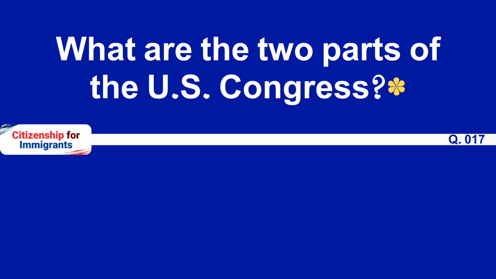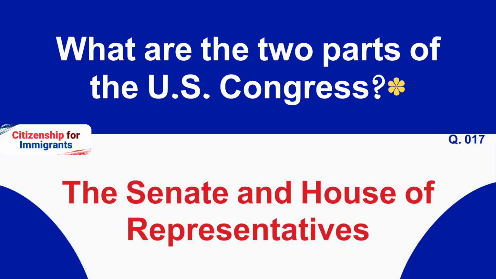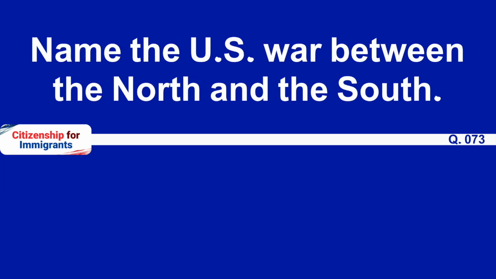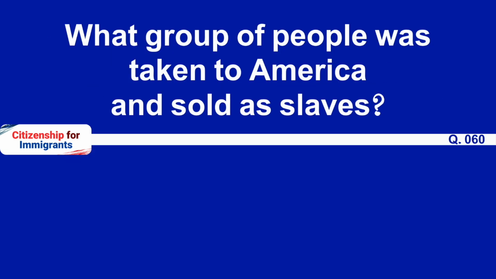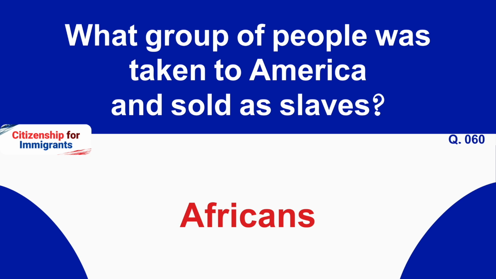What are the two parts of the U.S. Congress? The Senate and House of Representatives. Name the U.S. war between the North and the South. The Civil War. What group of people was taken to America and sold as slaves? Africans.